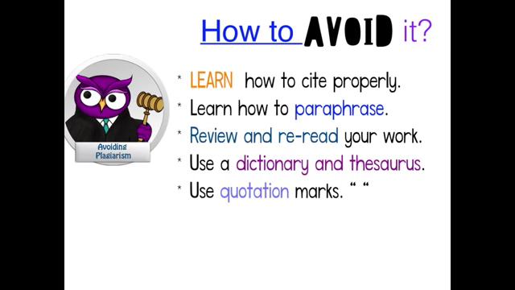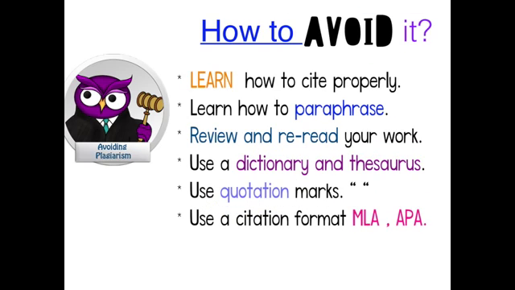Use quotation marks if you are using the exact words, which you can actually, but you have to still give credit, and there is a particular and specific format to do so. Ask your teacher. And use citation format, MLA or APA, depends on the field. And very important, keep track of your sources. You may have a list of all the references that you have accessed.